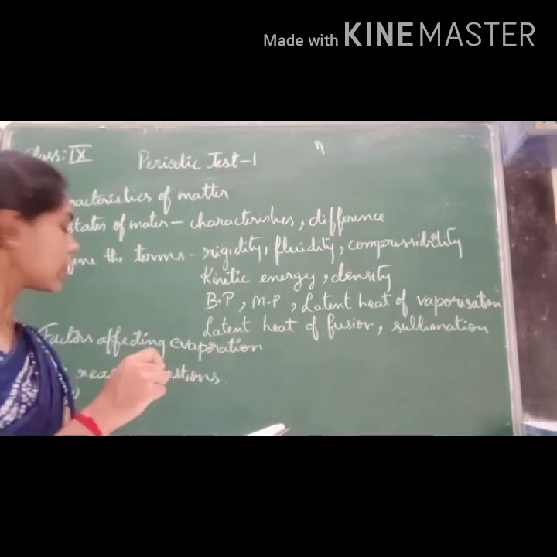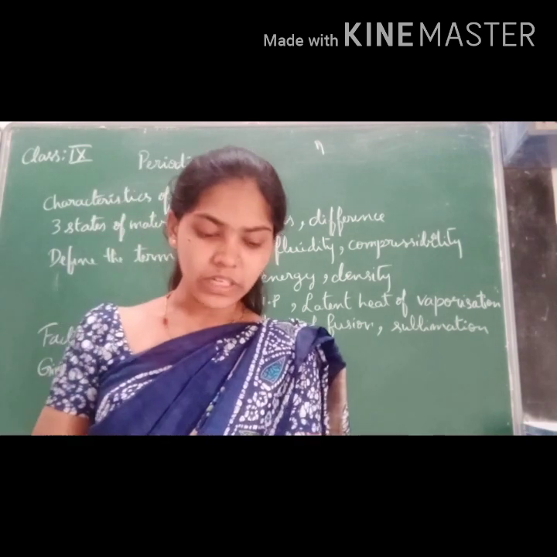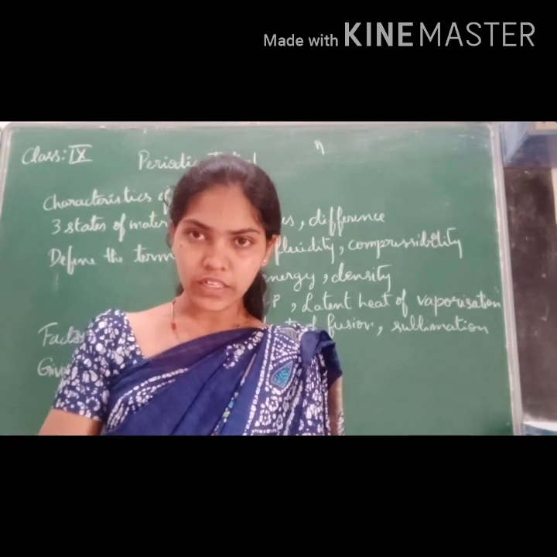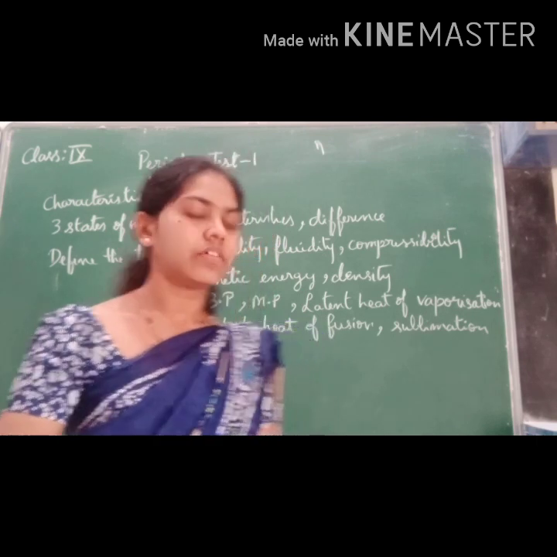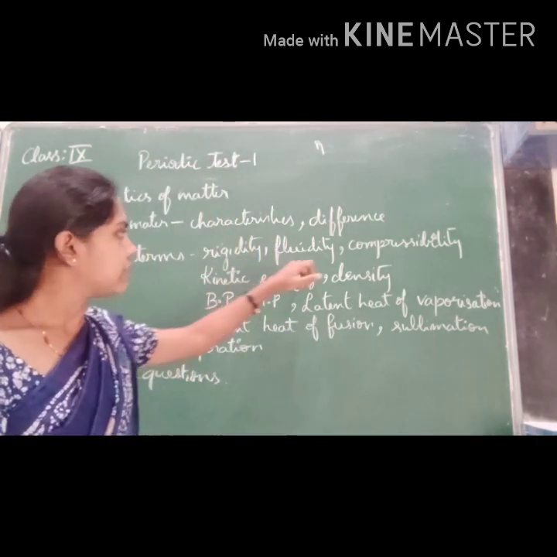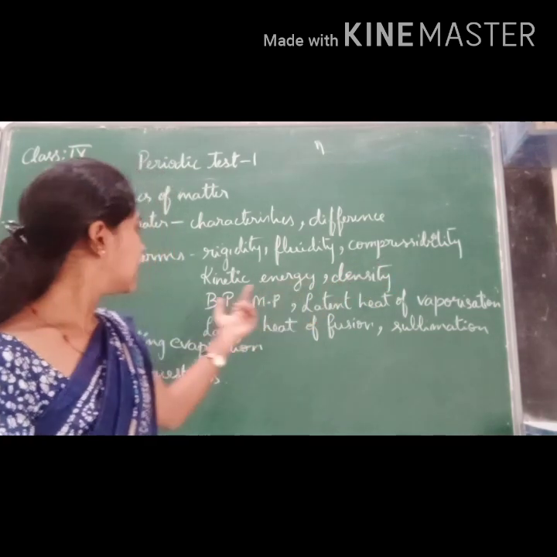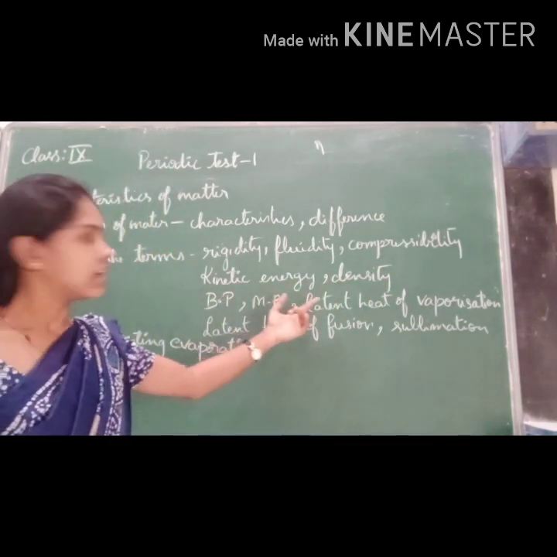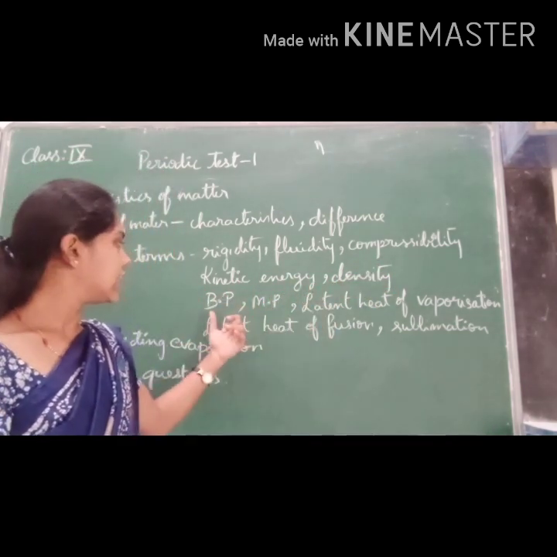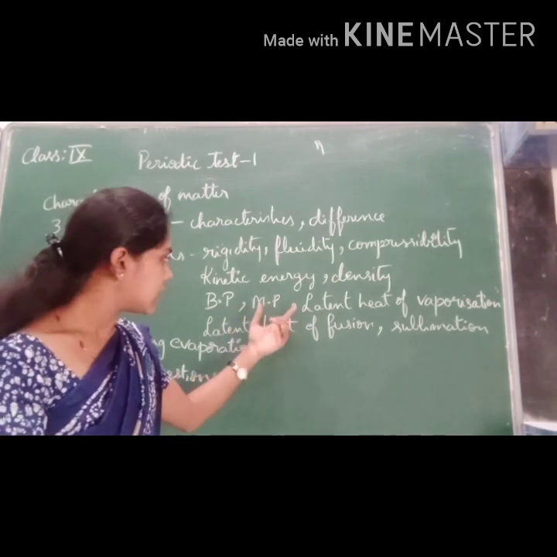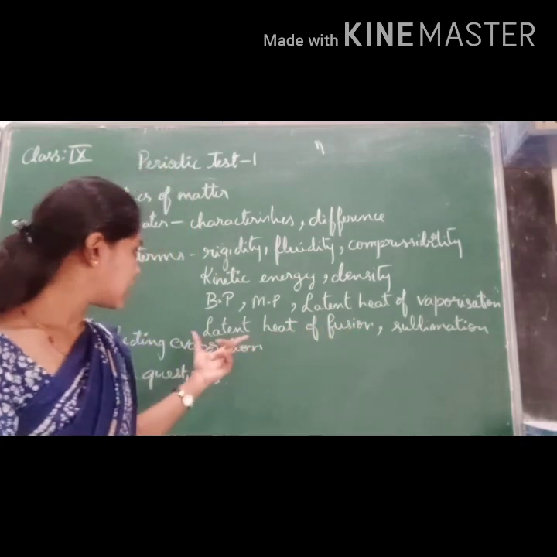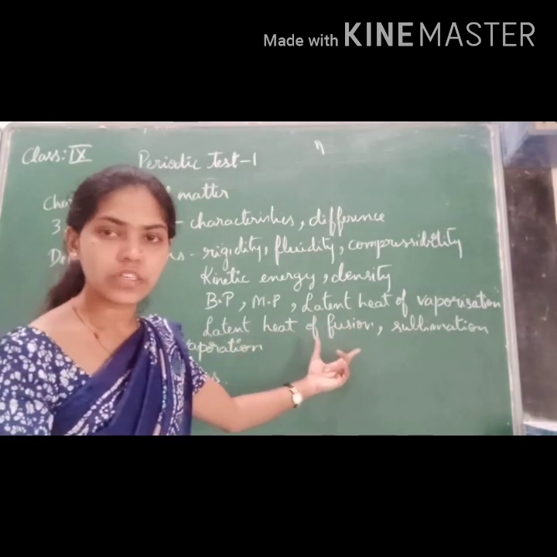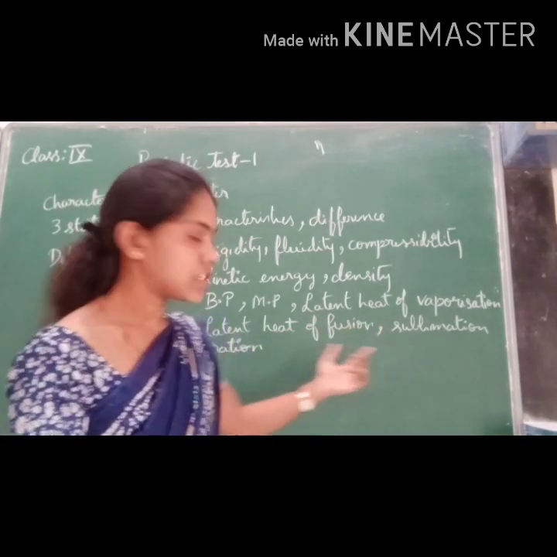Then you should be able to define the terms. A few terms are explained in this chapter. The terms are rigidity, fluidity, compressibility, kinetic energy, density, what is boiling point, what is melting point, and what is latent heat of vaporization, latent heat of fusion, and what is sublimation.